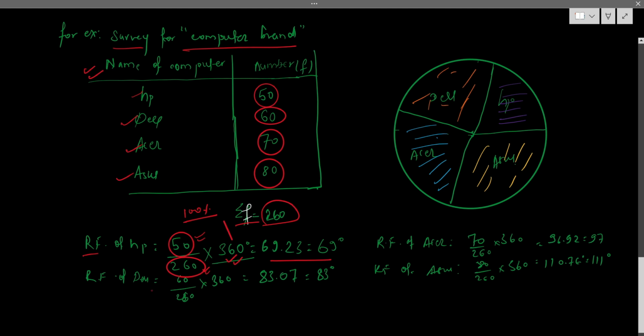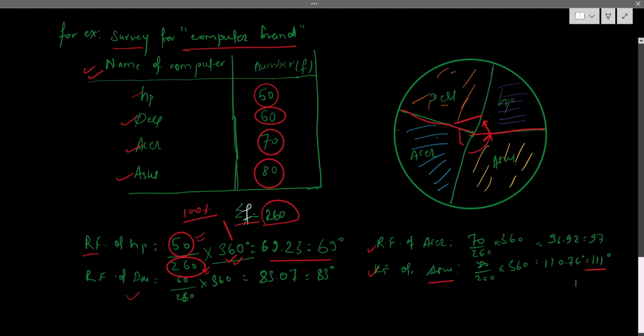Now we have to find this for all four, and then plot them. First draw an axis that must stay permanent, then take the protractor and draw a 69 degree angle, and this is the representation of HP. Then again from this line draw the angle for Dell. Again consider this axis as permanent, and with the help of the protractor draw an angle of 97 degrees, and that will be the Acer. Again draw the angle for Asus of 111 degrees, and that will be the Asus computer. In this way we can draw the pie chart easily.